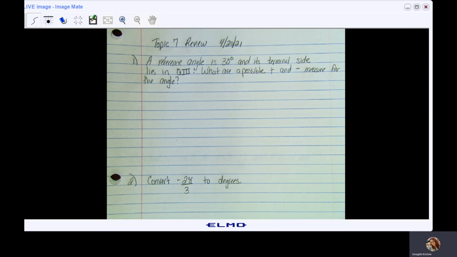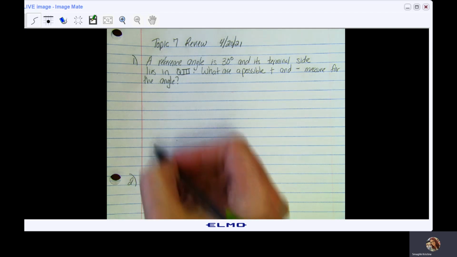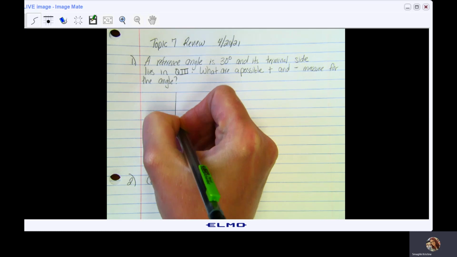We are given a reference angle is 30 degrees and its terminal side lies in quadrant 3. What are a possible positive and negative measure for the angle? So let's sketch this out and see what's going on.